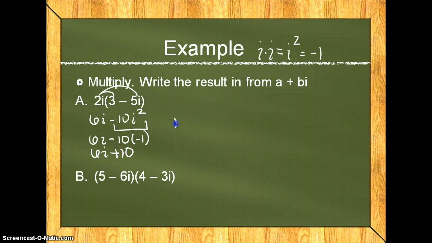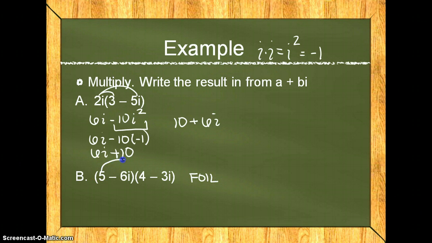And last but not least, you simply need to rearrange it as 10 plus 6i, and you're done with the question. Now for part B, you have 5 minus 6i times 4 minus 3i. You need to treat this like you would any kind of linear factoring type of question, so you're going to FOIL. Write that to the side, actually. So you're going to FOIL.